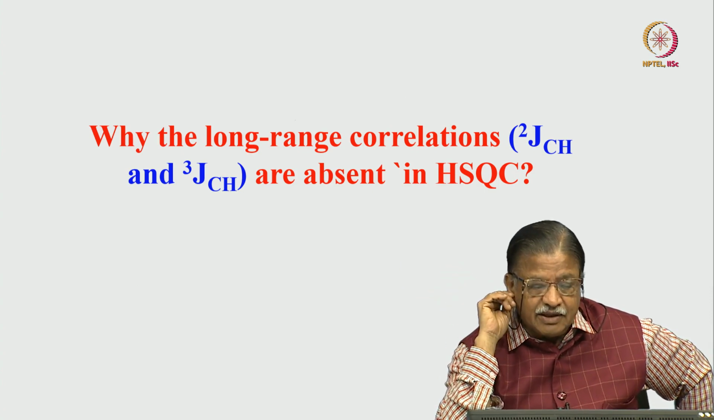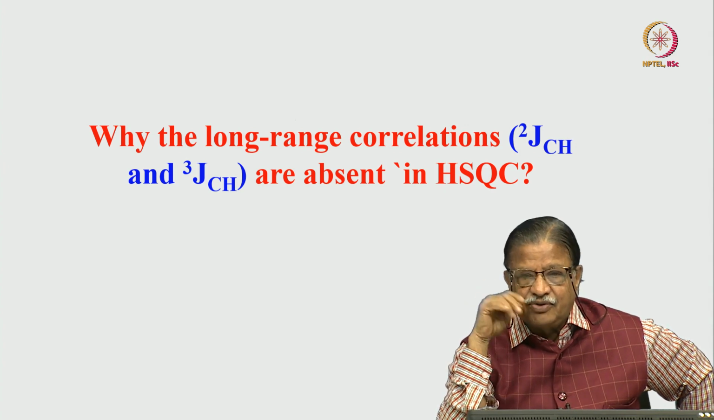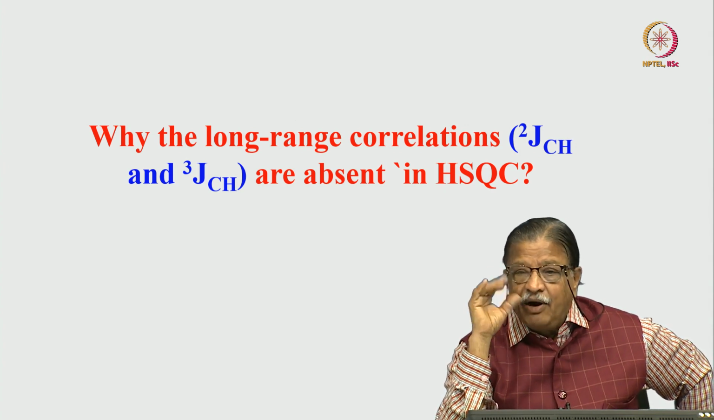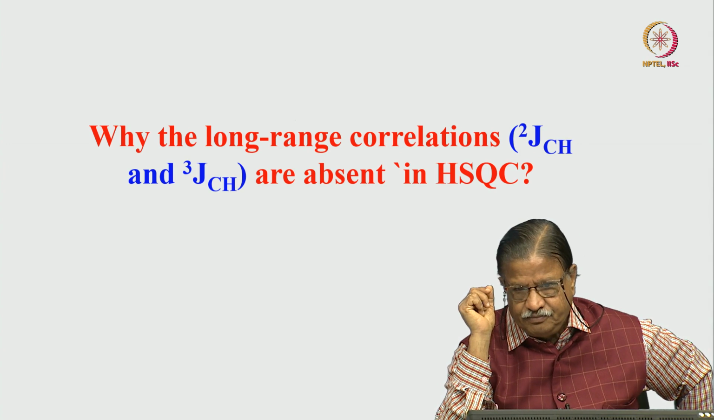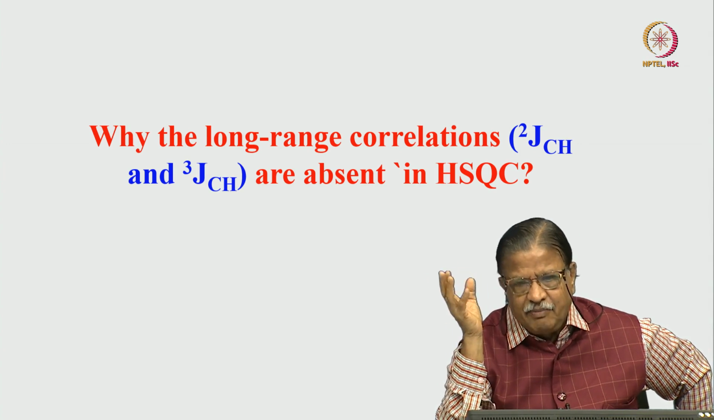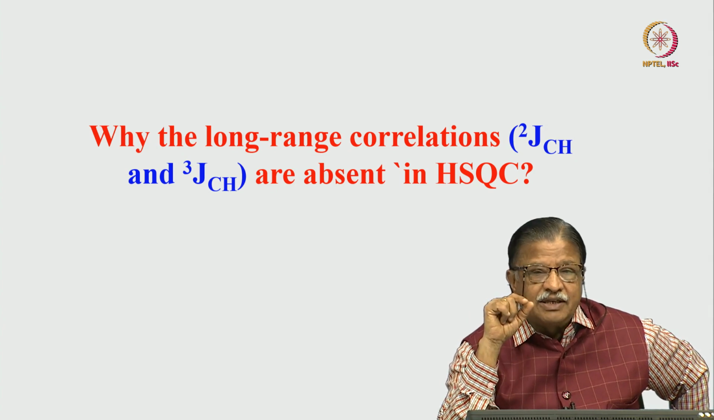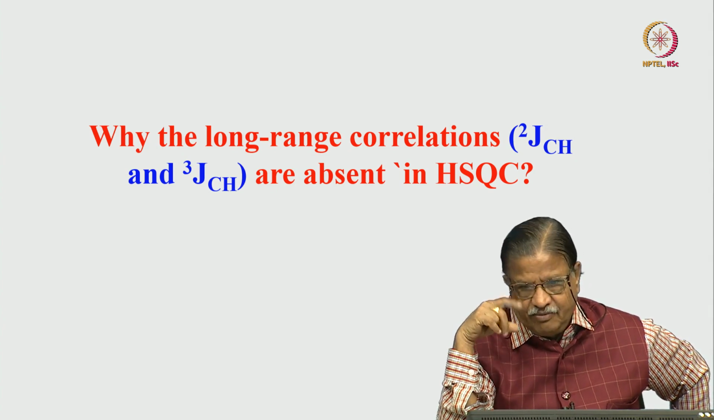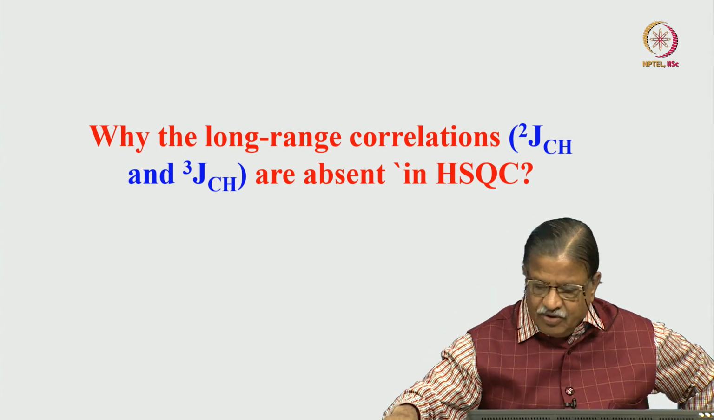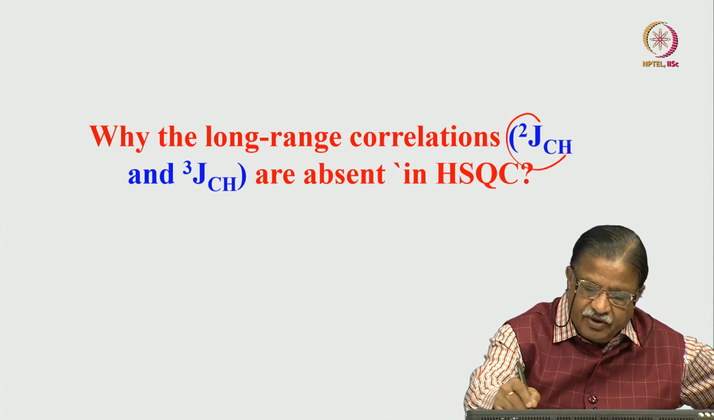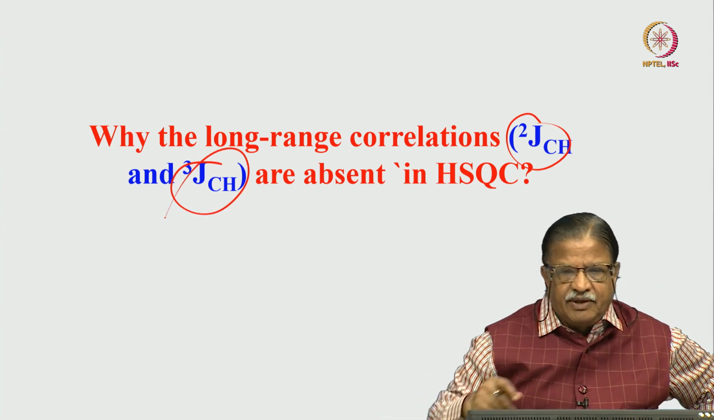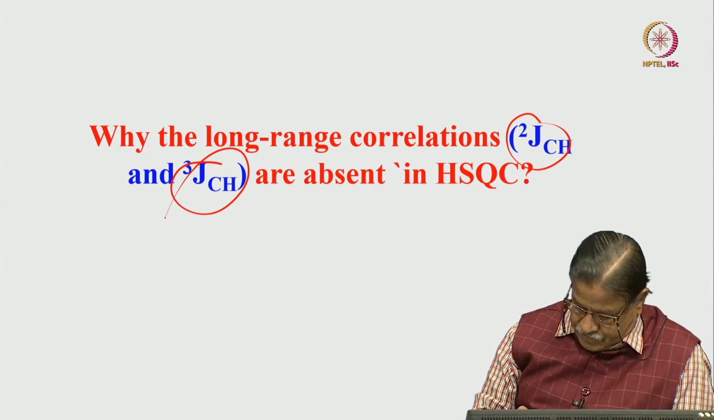One thing we may have to answer is the question. In a molecule, you have long range couplings, 2 bond CH, 3 bond CH also is there. But we observe only 1 bond correlation in HSQC, the 1JCH correlation. The question comes, why are 2JCH and 3JCH correlation cross peaks absent in HSQC?